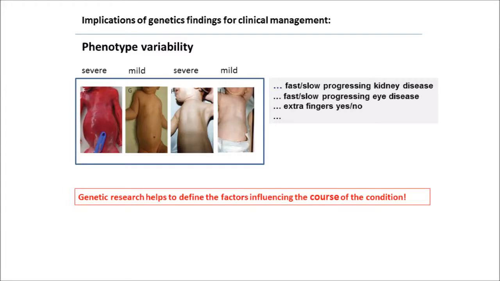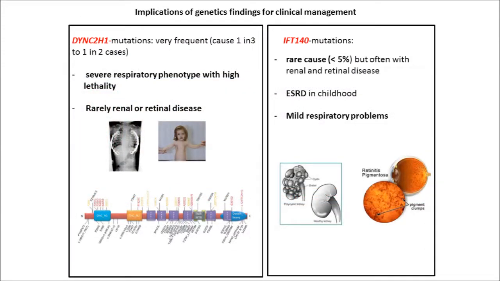So with the new techniques where we can see all the genes, we hopefully will be able to make more conclusions. And for Jeune syndrome, this is just because this is mainly the disease I'm working on, we found two things. If you have mutations in a gene called DYNC2H1, then you have very short ribs, which gives you very strong respiratory problems, but very rarely you have kidney or eye disease. Whereas if you have mutations in a different gene, usually you don't have very bad respiratory problems, but you pretty much always have renal failure in childhood and retinal disease.